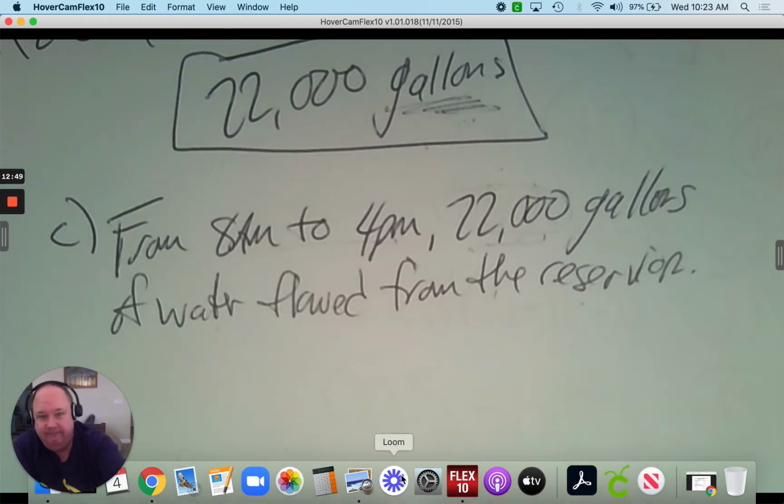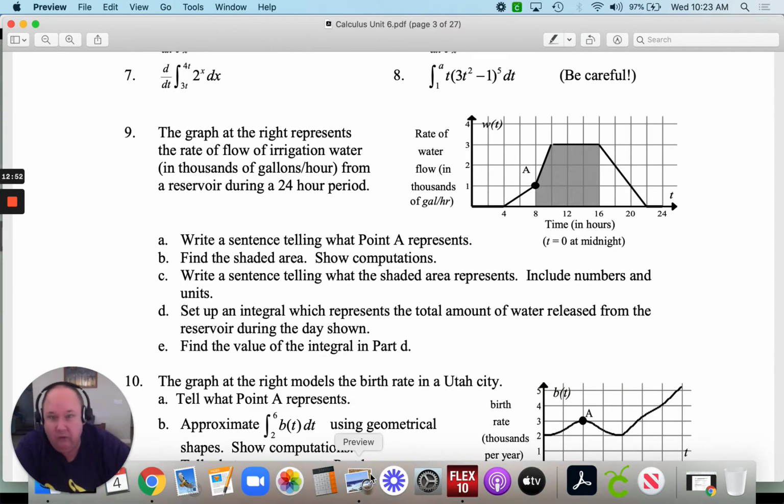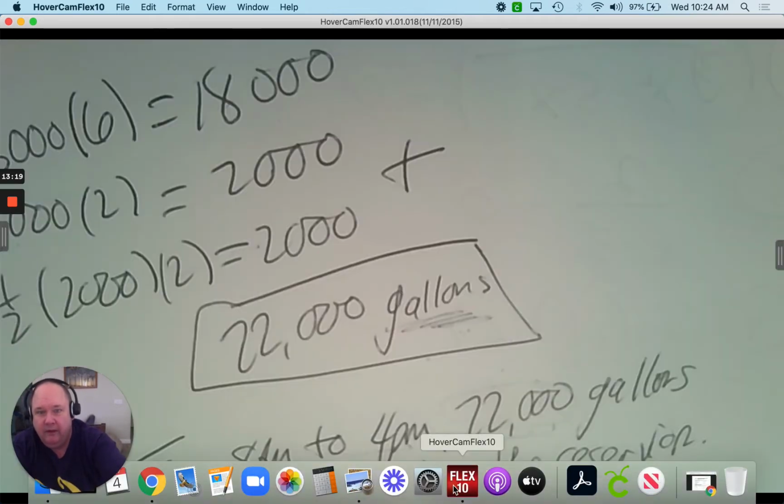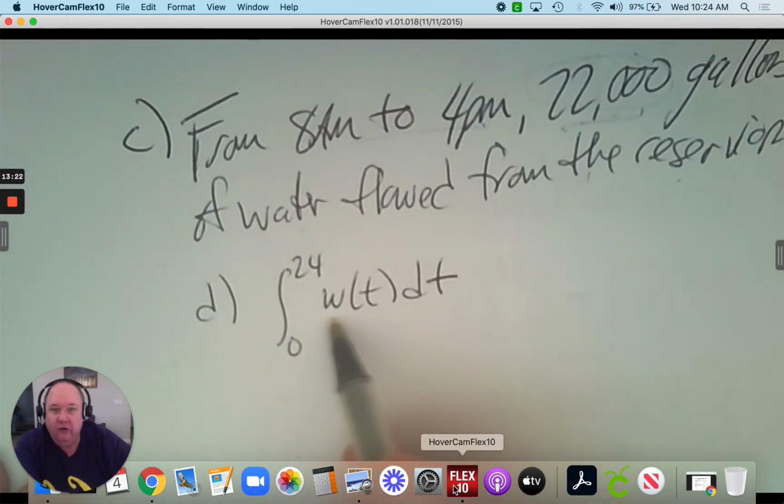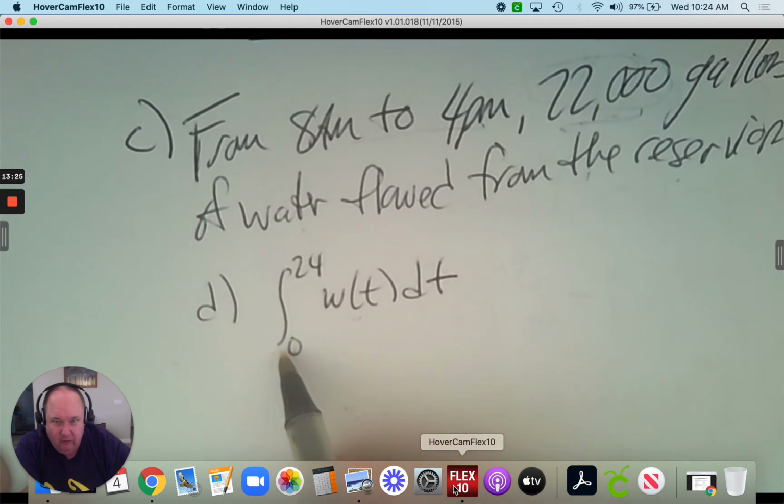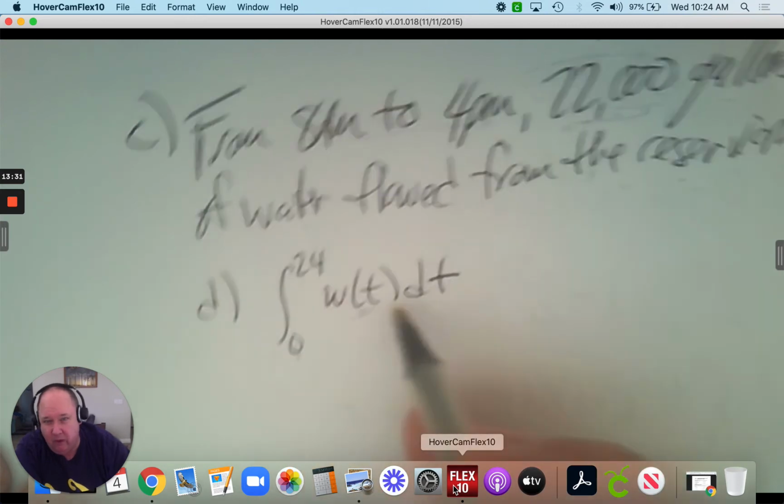Part D. Set up an integral which represents the total amount of water released during the day shown. So during the day shown would be from 0 to 24, and you're integrating W. All right, this is what it would look like. So you're integrating the rate from 0 to 24 hours. This will represent the total amount of water that's been released.